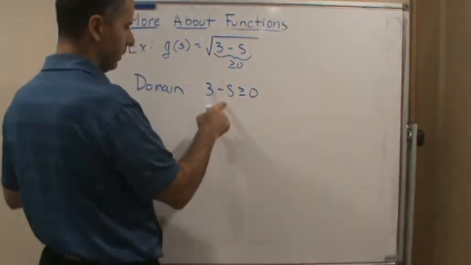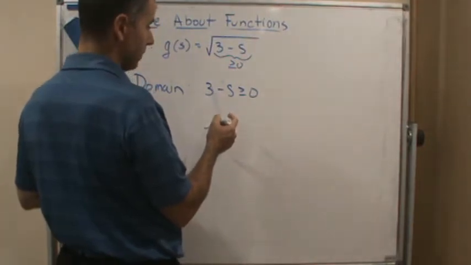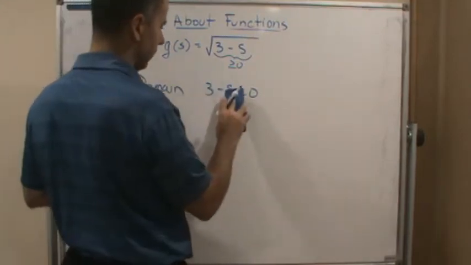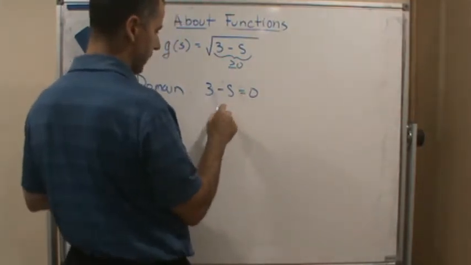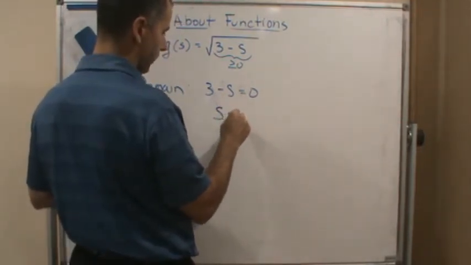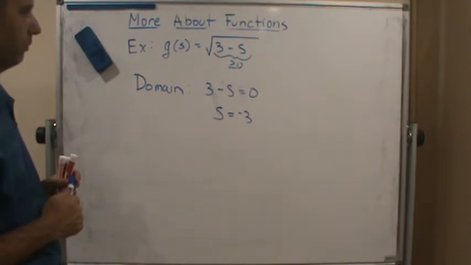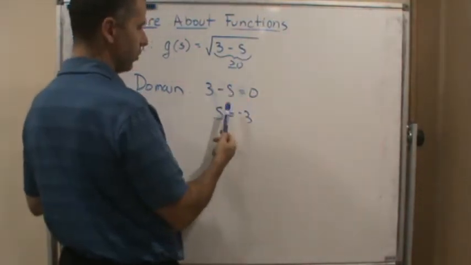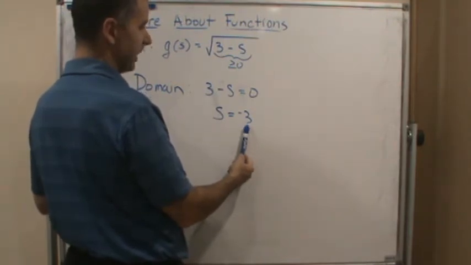So that means that s has to be what? Well, let's put it equal to 0. Hold on. So here. Well, if we solve for this, we get s is equal to negative 3. Well, if s is equal to negative 3, that's okay because we get 0. But what happens if it's greater than negative 3? What if it's negative 2?